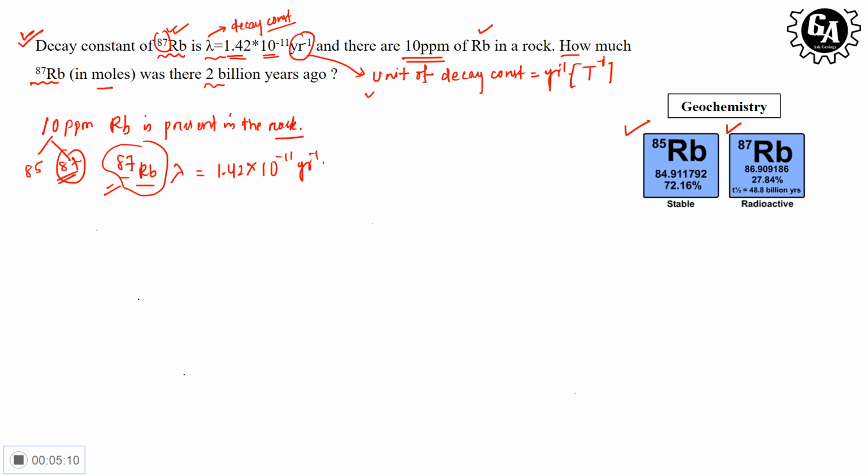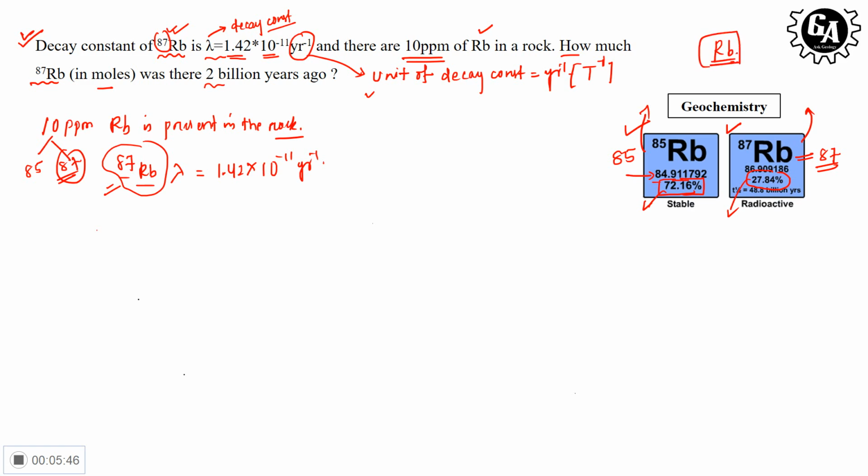You can see the atomic mass of 85 is 84.91, or we just take it as 85, and the atomic mass of 87 is 87. And what is the percentage? This is the abundance value: the abundance is 72.16 and 27.84. Now this 85 is contributing something and 87 is contributing something to the whole rubidium.